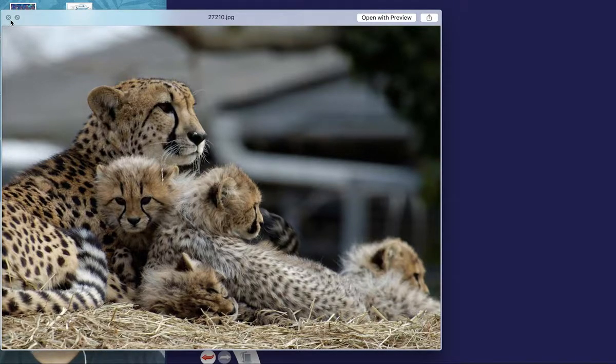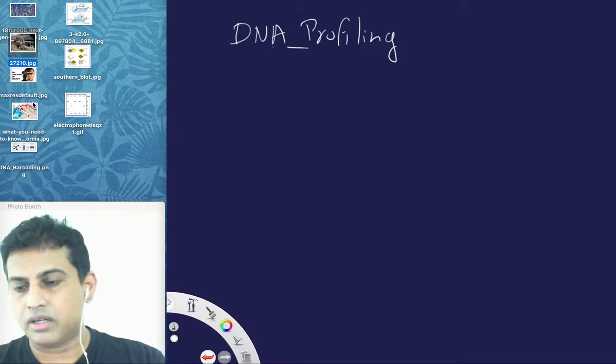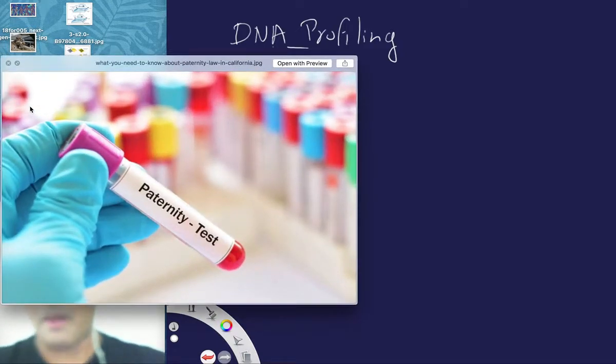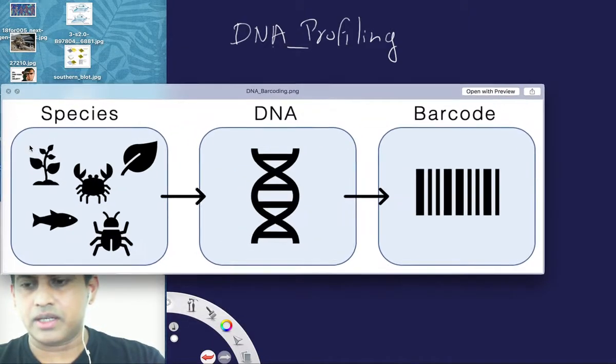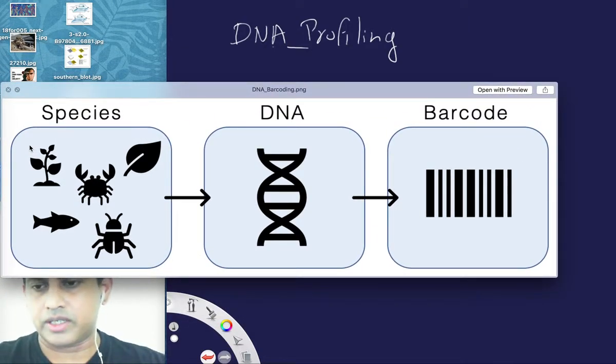Another example of DNA profiling is the paternity test, to identify the real biological father of a child. The next example is DNA barcoding. Again, DNA barcoding is to find out the species, the difference of species. So we can use it to compare two different animal species, to find how similar they are, or whether they are different species or the same species.